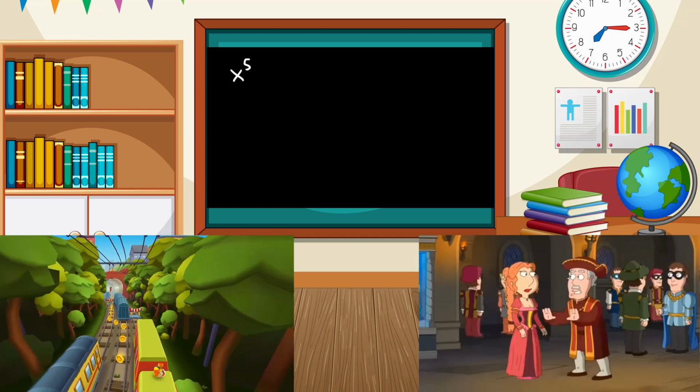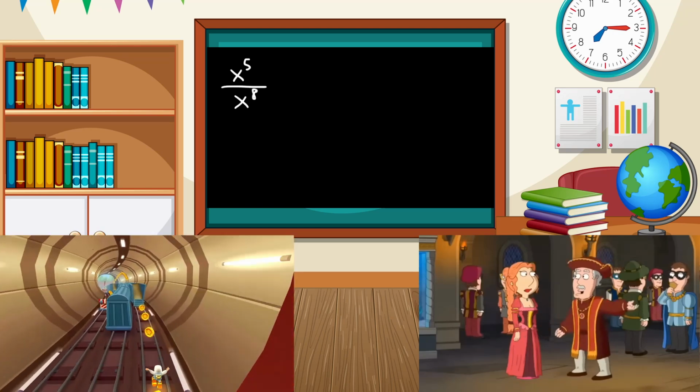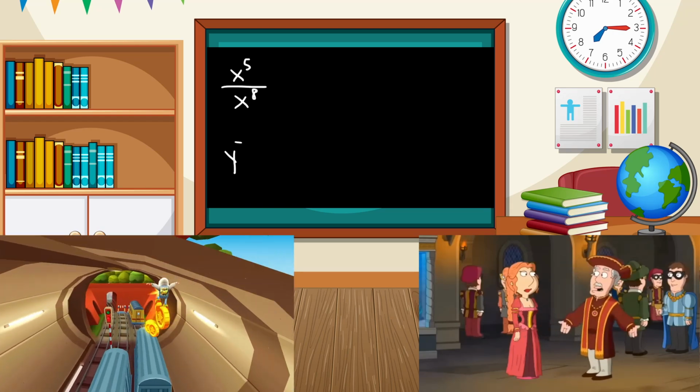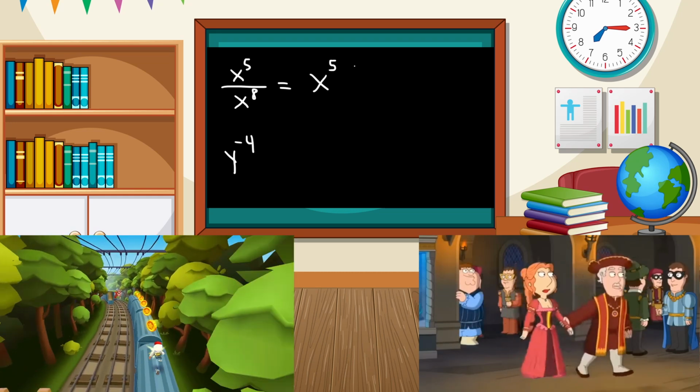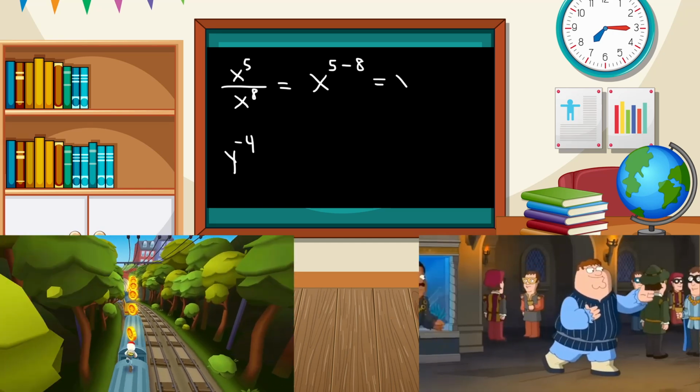So go ahead and work on this problem. X to the 5th power divided by x to the 8th power, and also y to the negative 4th. Go ahead and simplify these problems. So for the first one, we can do simple subtraction. So we have 5 minus 8, which is negative 3.